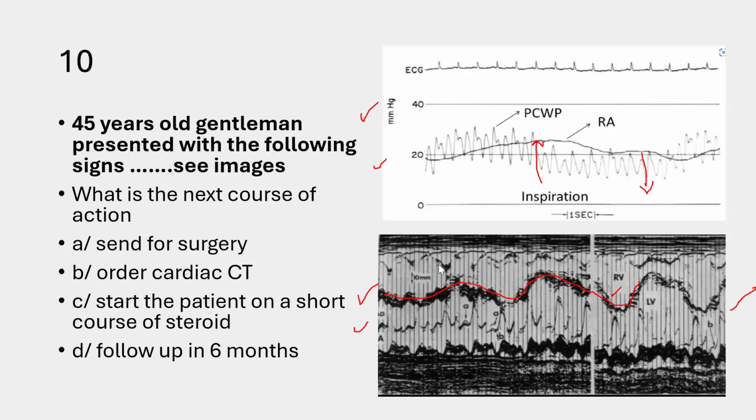So clinically, we have Kussmaul sign. In echocardiography, we have septal bounce. So this is most likely constrictive pericarditis. So what are we going to do for a patient with constrictive pericarditis? Send for surgery, order cardiac CT, start on steroids, or follow up in 6 months.